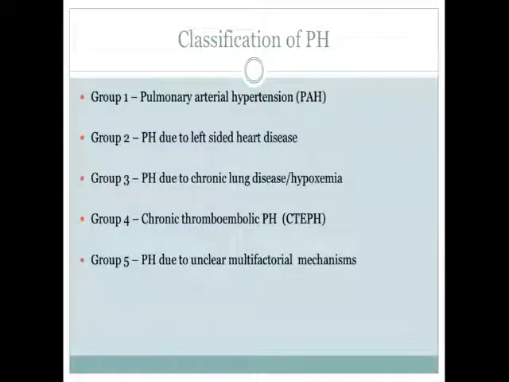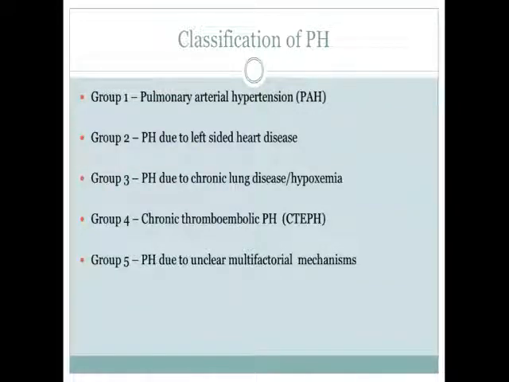So this is the WHO classification that we're all familiar with. Previously, Group 1 pulmonary arterial hypertension was classified as primary PH, as in having no identifiable cause, whereas everything else was identified as secondary PH. So now Group 1 has been separated from everything else, mainly because the pathophysiology, the natural history, and the response to treatment is quite distinct from the other types.